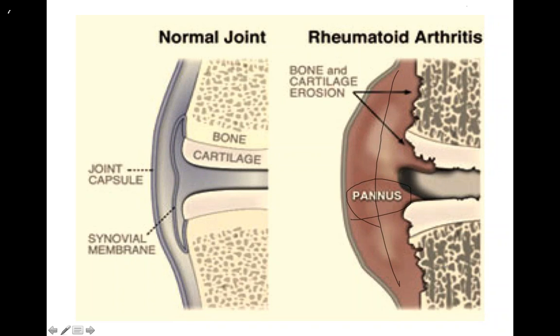So this will cause destruction of the cartilage, bones, tendons, and the ligaments. Okay, so this is pannus formation.